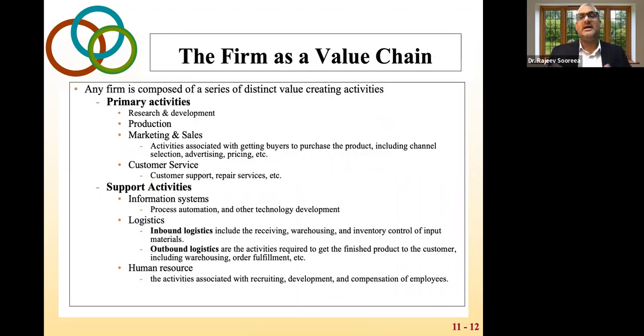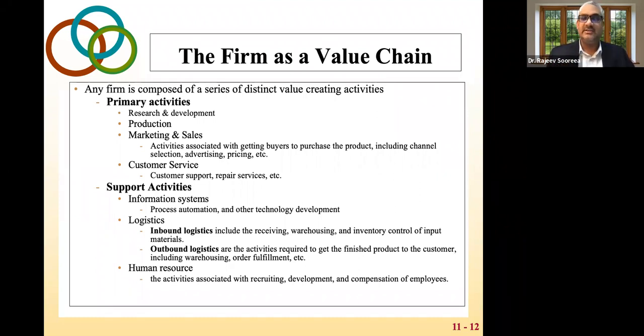So what is a firm? How can it create value, right? So we have to understand what a firm is first. A firm is composed of a series of distinct value creating activities. So the firm is like a value chain. You put a lot of pieces together like a chain that creates value, right? Each of these components in the chain creates certain value. And you can break down the firm into two major pieces. One is primary activities, and the second one is support activities.